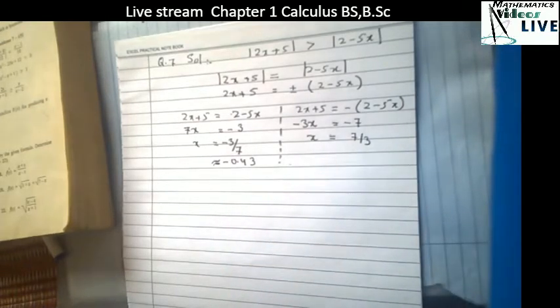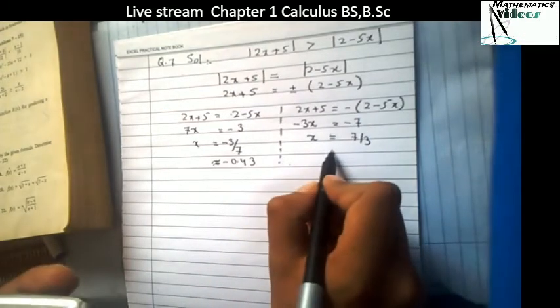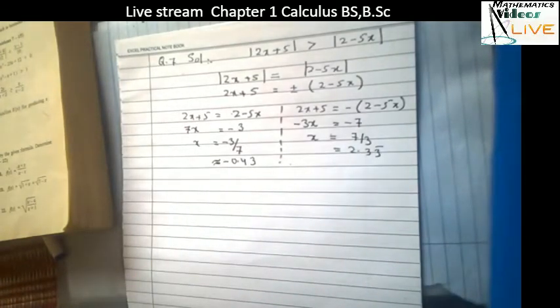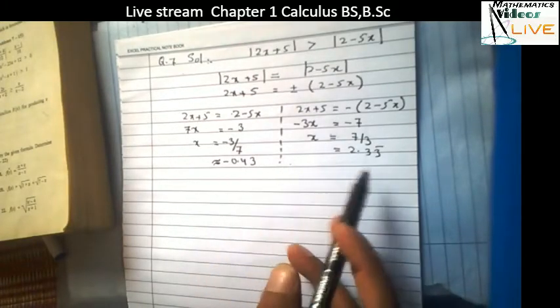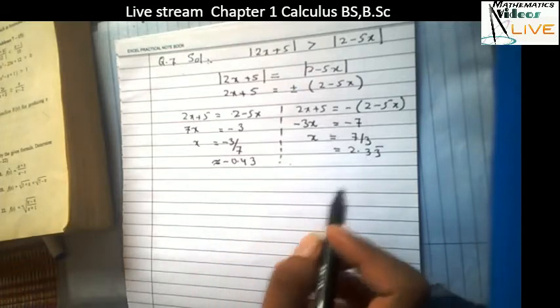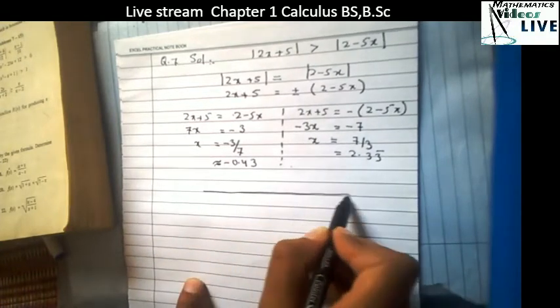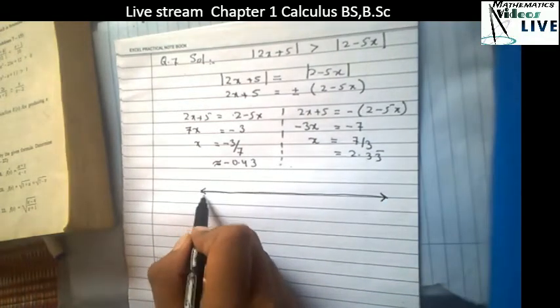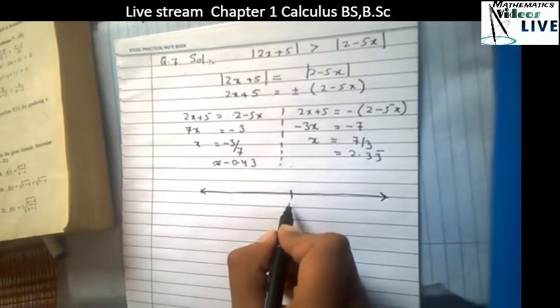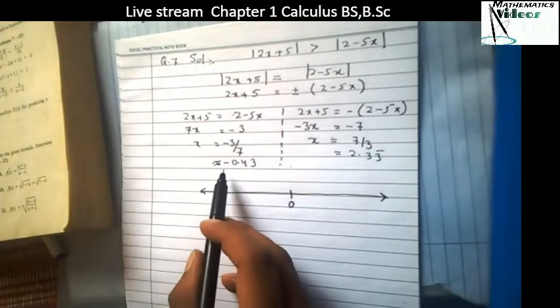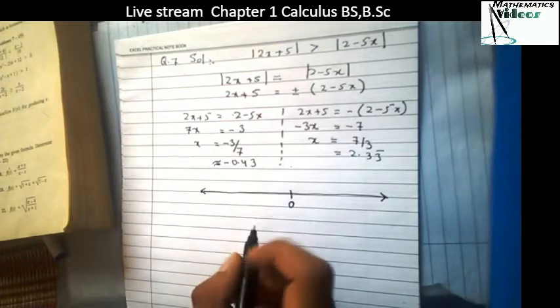Similarly, we will solve this. This is plus 5x when taken here. It becomes minus 3x is equal to minus 7, which gives 7 divided by 3, and 7 divided by 3 is approximately equal to 2.33 and so on. Now these two are the boundary numbers. These are called the boundary numbers.